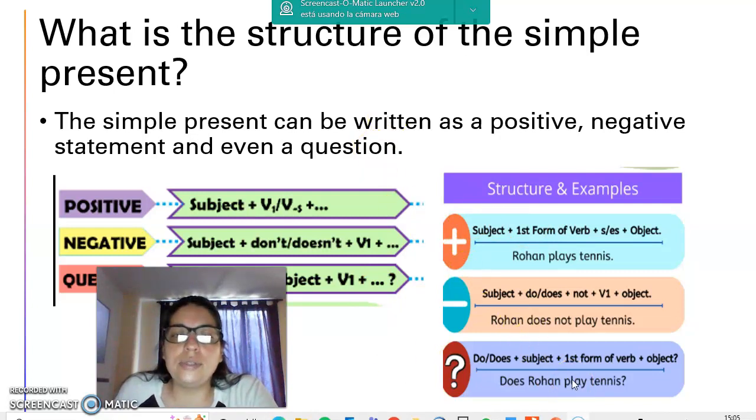And finally, we're using the auxiliaries do and does, depending on the subject, the first form of the verb, which is its natural, basic manner of the verb, and the object. For example, because it's a male, we're considering the pronoun he. So, does Rohan play tennis? Okay, if it were a group of people, it would be, do they play tennis? So that really depends on the subject.